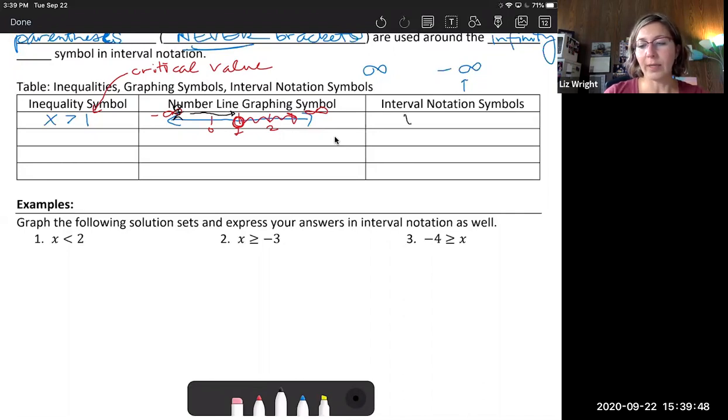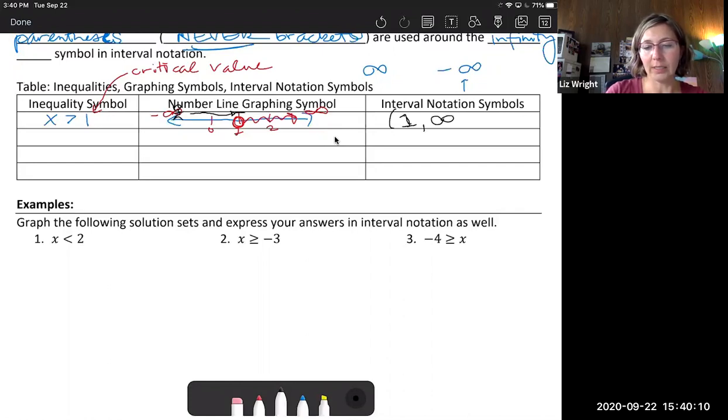And then you have to determine, is that going to be a bracket or a parentheses that goes around the 1? Well, the answer to that is, is 1 included in your solution set? And the answer to that is it's not. It's not included in your solution set, so it's a parentheses. So it's going to be parentheses around 1, and then how far to the right does your solution go? It goes up to infinity.